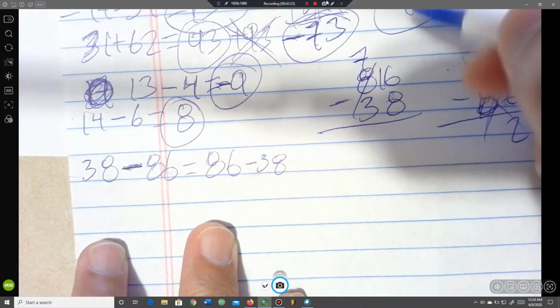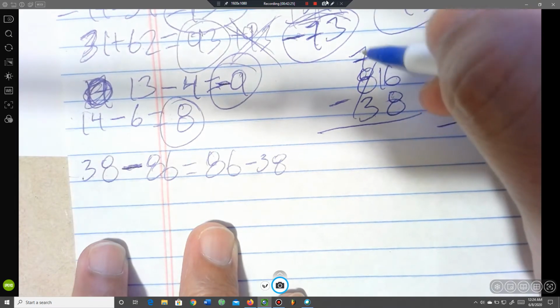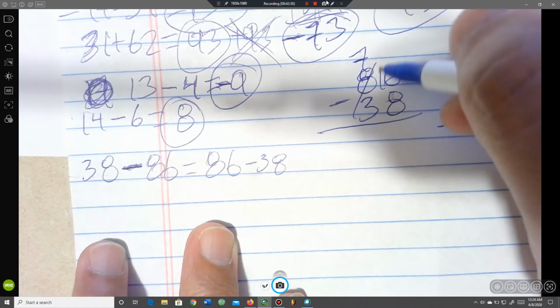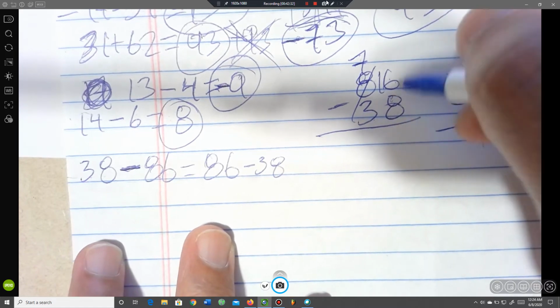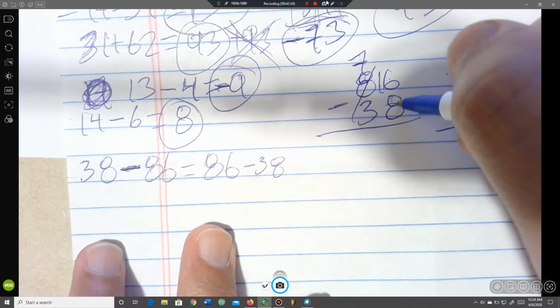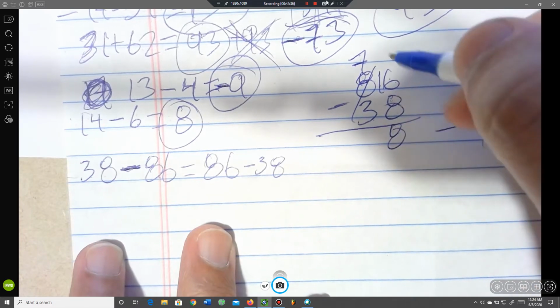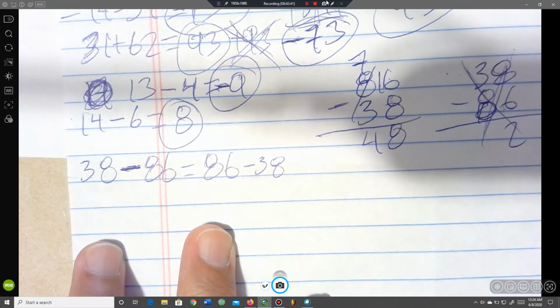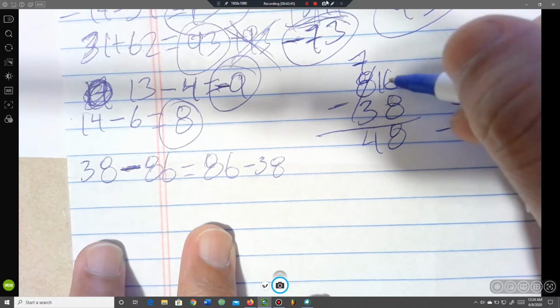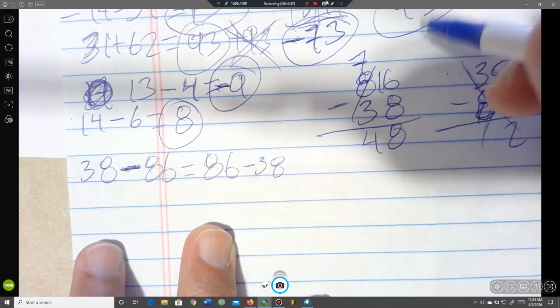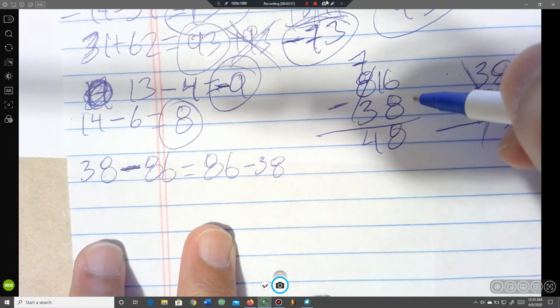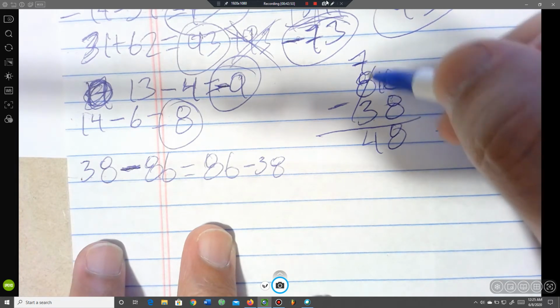It was worth 1 unit over here, but when you move it to the right, the unit to the right is worth 10. Ten of those. All right, now you have 16 minus 8. That's 8. 7 minus 3 is 4. All right, now you have 48. If we did this correctly, that's 48. Did I mess it up?